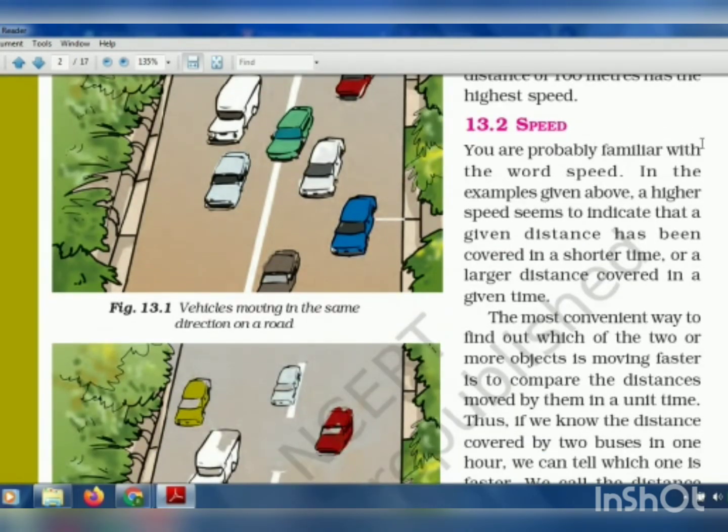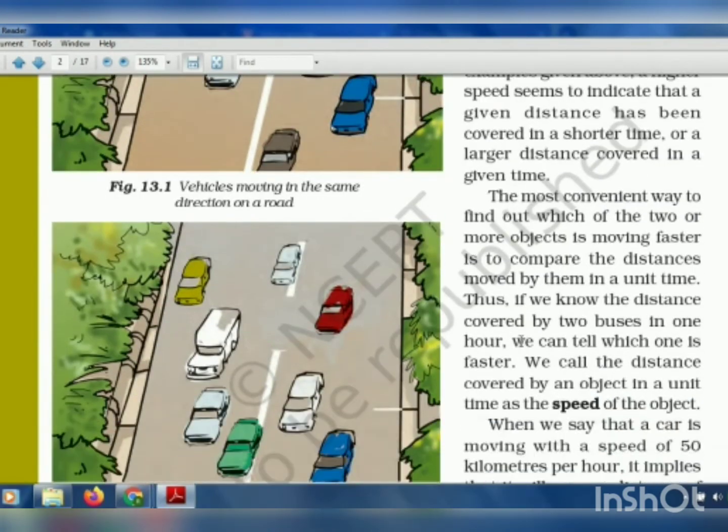Now you are probably familiar with the word speed. In the example given above, a higher speed seems to indicate that the given distance has been covered in a shorter time. Yes, if in a short period of time a large distance is covered, then we can say that the speed of that object is very high. Now, the most convenient way to find out which of the two or more objects is moving faster is to compare the distance moved by them in a unit time.